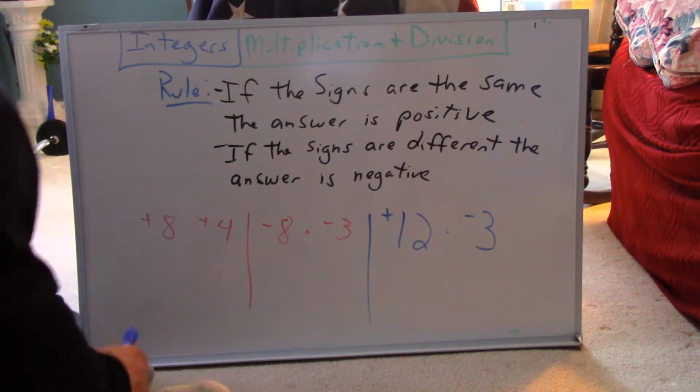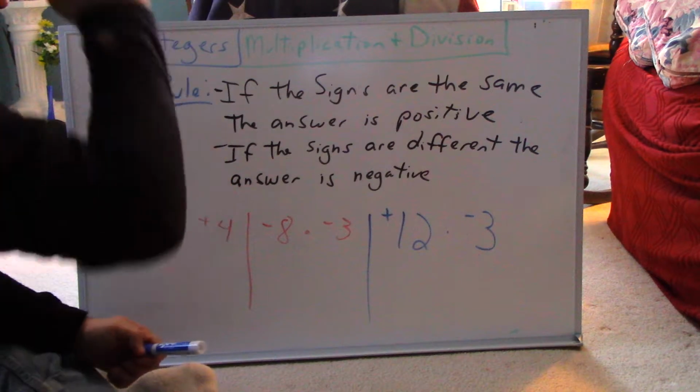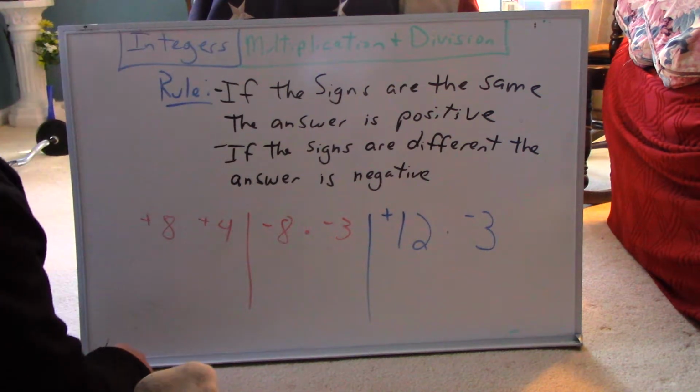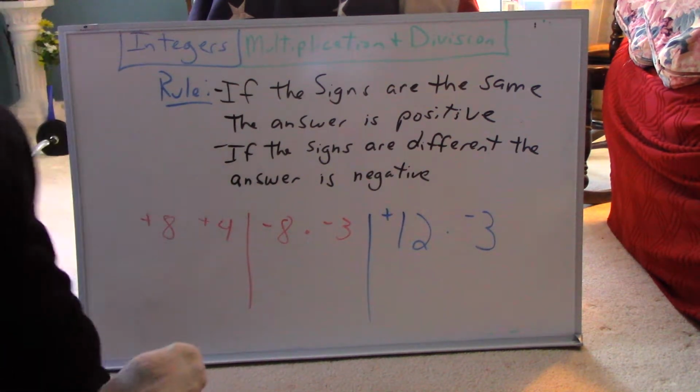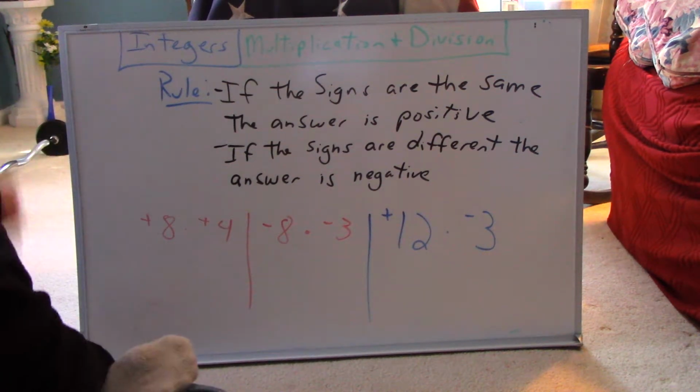Okay, today we're going to continue with integers. And today we're going to do multiplication and division of integers. Okay, and we said that integers were positive and negative numbers. So this is really for the younger kids, for those who are having trouble.